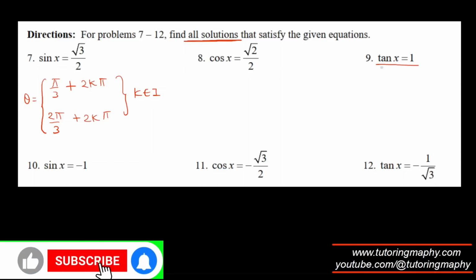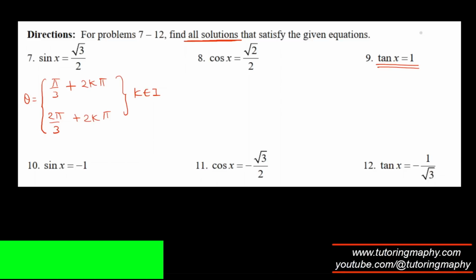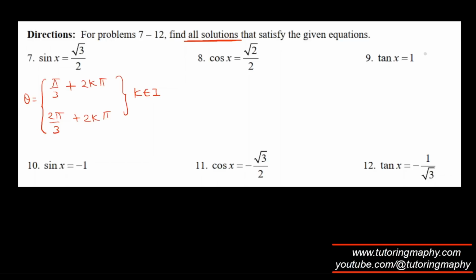However, for tan, the only difference is you will find only a single angle. For example, a single angle in either quadrant 1 or quadrant 2, whichever is applicable. For example, here tan x is 1. So you will find only x equal to pi over 4 and then add k pi to it, not 2k pi. It was 2k pi because the period of sine or cosine is 2 pi. But the period of tan is pi only. That's why we add k pi.